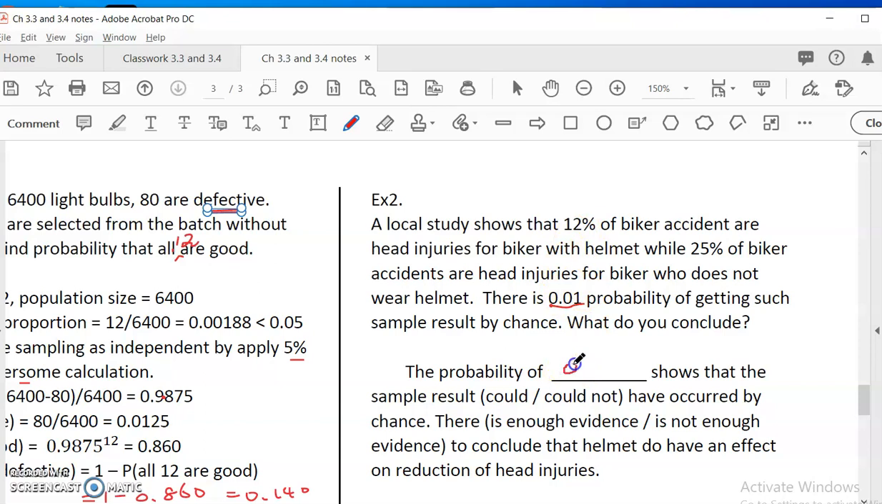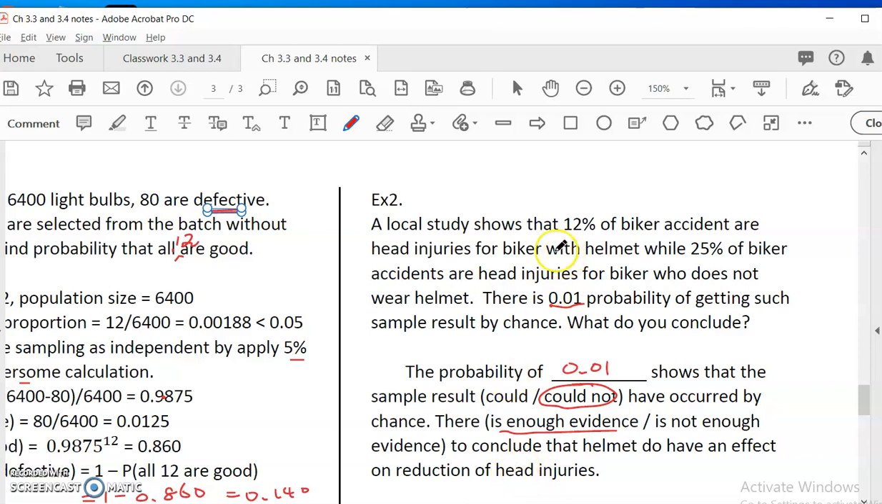So we would say the probability of 0.01 shows the result, can it happen by chance? No. It's so rare that it could not have just occurred by chance. It's possible, but it's so low. But the fact that it has happened, people that wear helmets actually only have 12%. So there is strong evidence to support that the helmet is the reason for reducing it, not chance. Does that make sense?